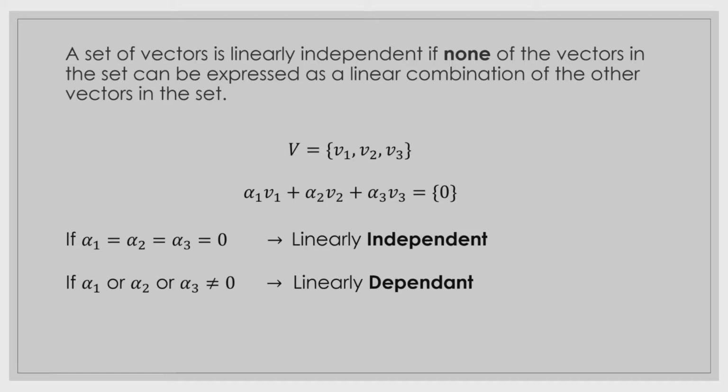So that's all we're going to do in these questions: solve for the alphas. If all of our alphas are 0, it's linearly independent. If one of our alphas is not 0, that means there's a nontrivial solution, and therefore the set is linearly dependent. It's as simple as that. To help illustrate that, let's jump into the examples.